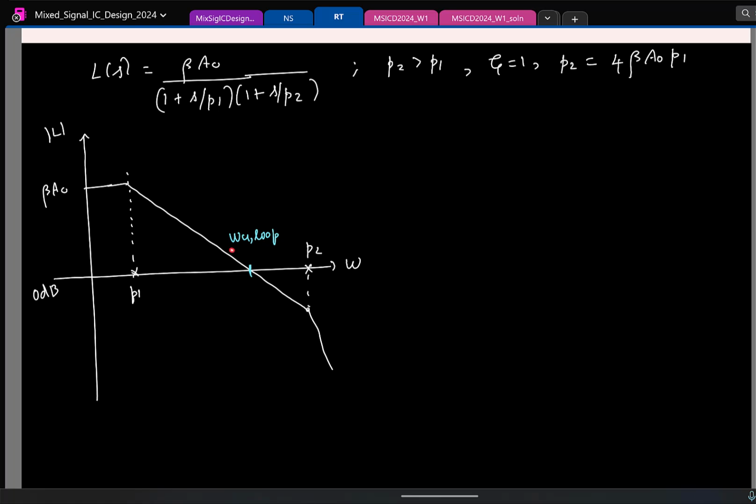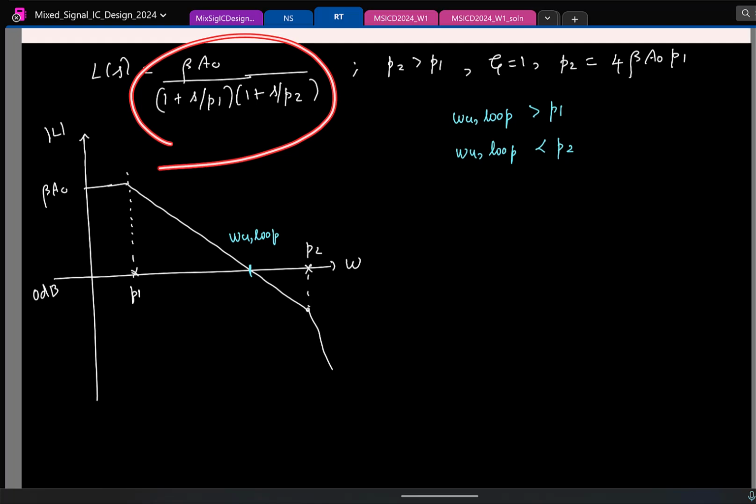So can you tell me the location of omega U loop with respect to P1, P2? If I choose P1 and P2 to be sufficiently far apart, can you tell me omega U loop's position with respect to P1? Do you think it will be smaller than P1 or larger than P1? So I know omega U loop is going to be much larger than P1. That much is known. And what can you say about P2? It's going to be smaller than P2. So let's use this condition.